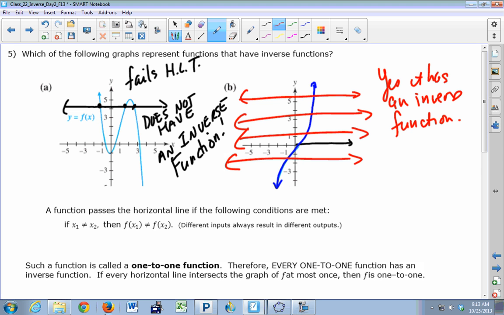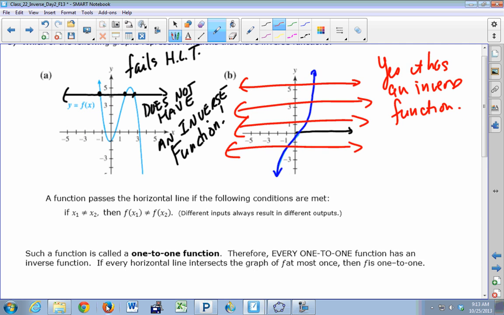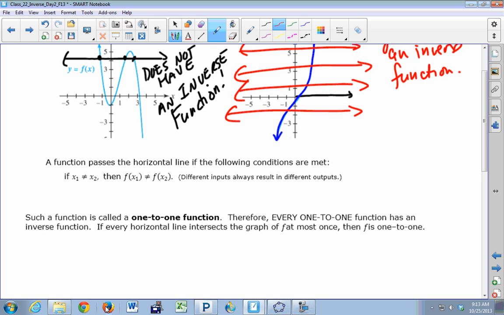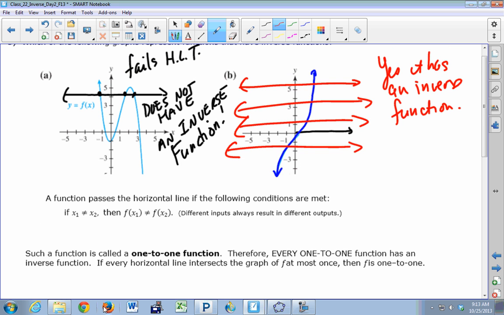Because different outputs have different inputs. So you're looking at the outputs now. Different outputs have different inputs. That's another way to say it. Whereas if you look at this first graph, different outputs don't have different inputs. Okay. I think I said that backwards. Different inputs always have different outputs. That's what I should have said.